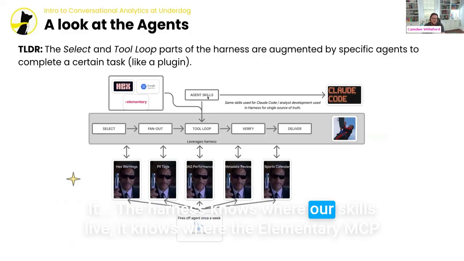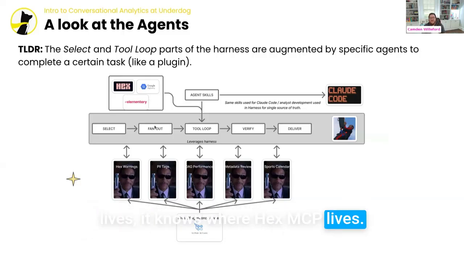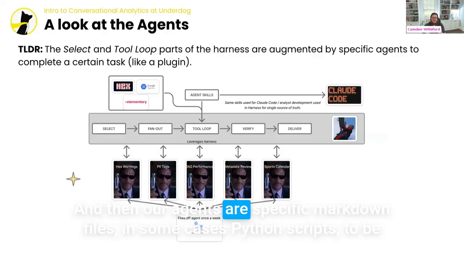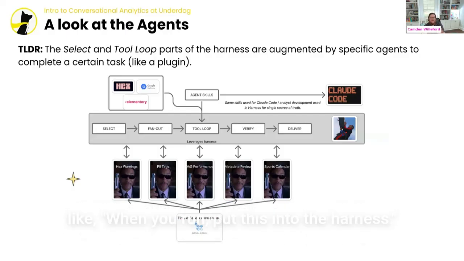The harness knows where our skills live. It knows where the Elementary MCP lives. It knows where Hex MCP lives. And then our agents are specific markdown files, in some cases Python scripts, to be like, when you run, put this into the harness. So the agent follows the same set of steps every time.